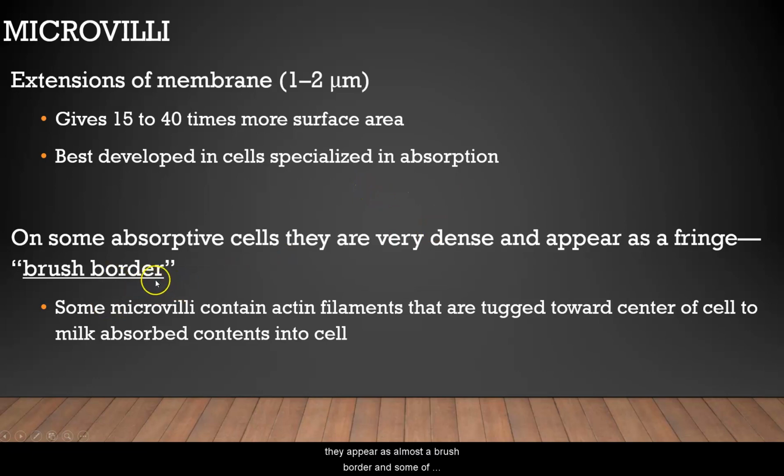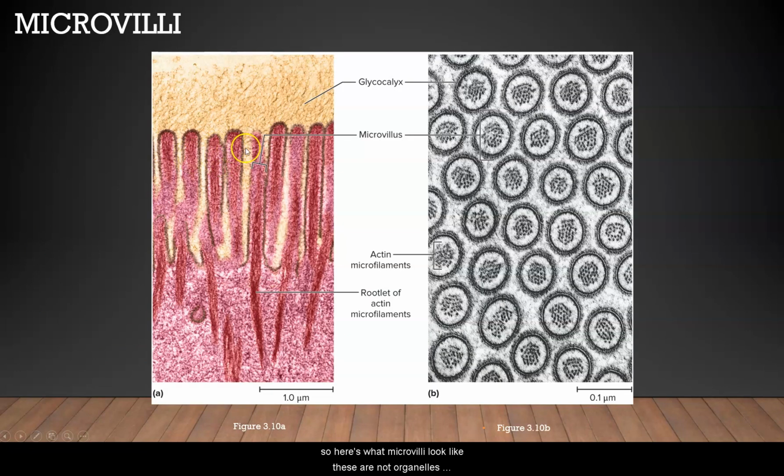They appear as almost a brush border, and some of them contain actin filaments that are tugged toward the center of the cell to get absorbed contents into the cell. So here's what microvilli look like. These are not organelles, but they're extensions of membranes. Pretty cool.